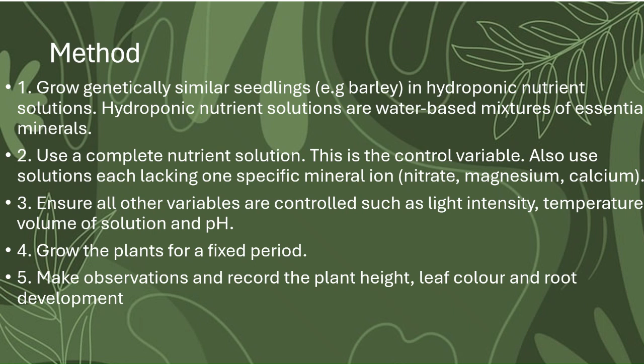So you need a solution that lacks nitrate, you need a solution that lacks magnesium, and you also need a solution that lacks calcium. Ensure that all variables are controlled, such as light intensity, temperature, volume of solution, and pH. Grow the plants for a fixed period and make observations and record the plant height, leaf color, and root development.